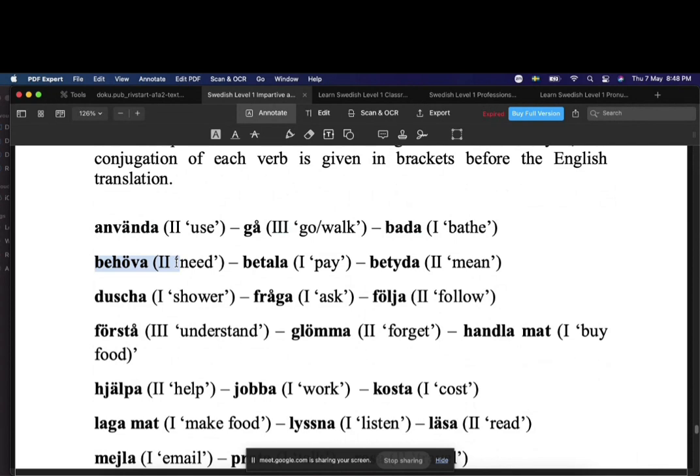"Behöver en penna": I need a pen. "Betala", that's in group one. "Betalar". "Betyda" is group two, I will drop A and place ER. "Jag betyder ingenting": I mean nothing. "Duscha", shower. So group one, I would add just one R. "Duschar". "Fråga" means to ask. Drop A, "frågar". "Följa", follow. This is group two. What will we do? Drop A and place ER. "Följer".